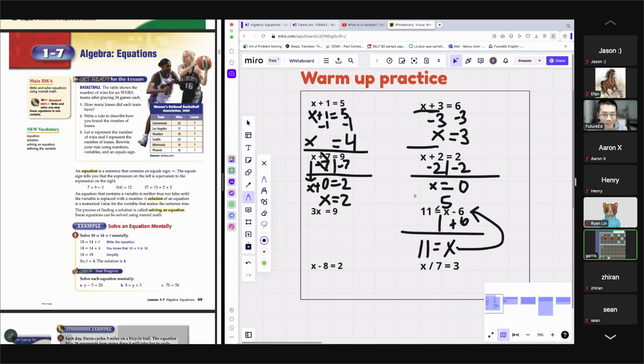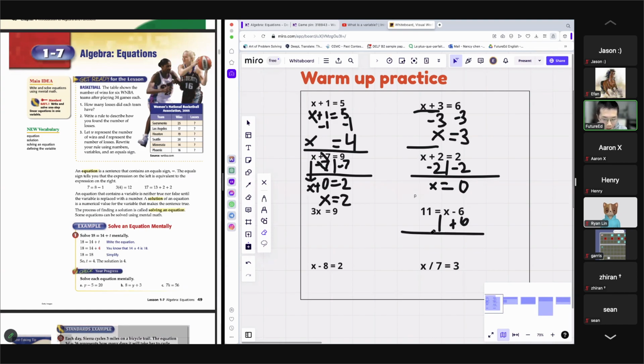right? Yeah. Are you sure, Garrus? Wait. Hmm. 11 equals 5? No. Okay, so we did something wrong here. What did I do wrong? Can someone help me out?